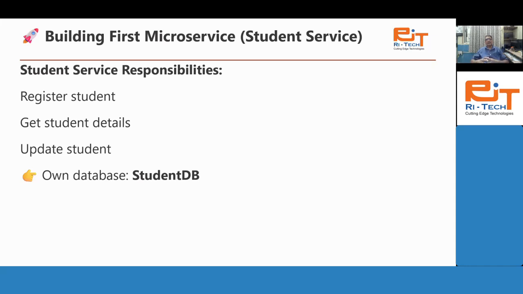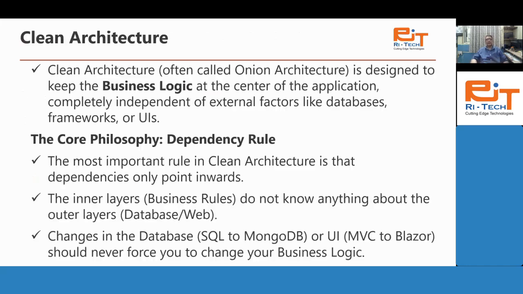Now let's create the first microservice. So student service. So student service को हम implement करेंगे. Now student service responsibility: register the student, get student details, update student details, or delete student. So these are the responsibilities, the service boundaries, for your student service. Now student service will have its own database, student data.